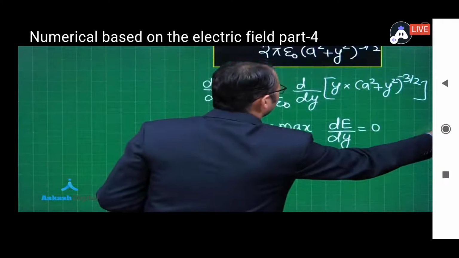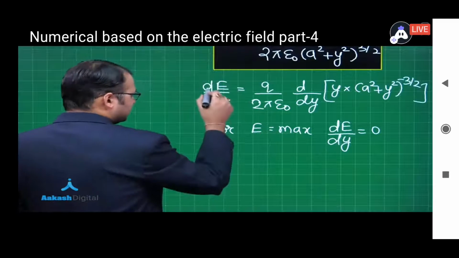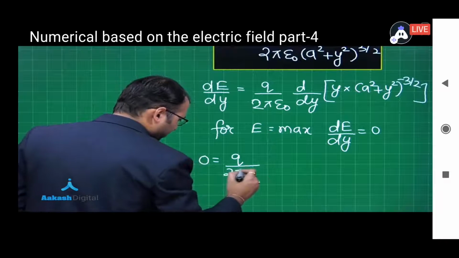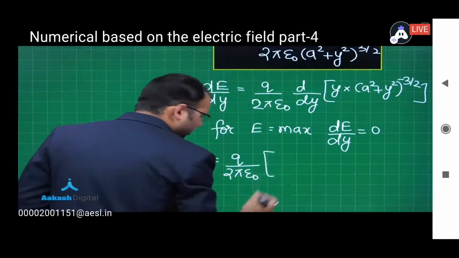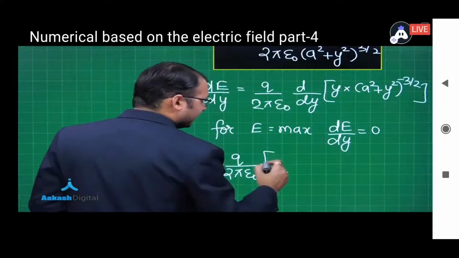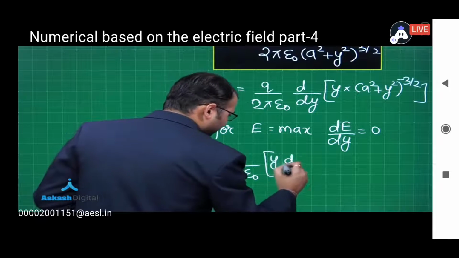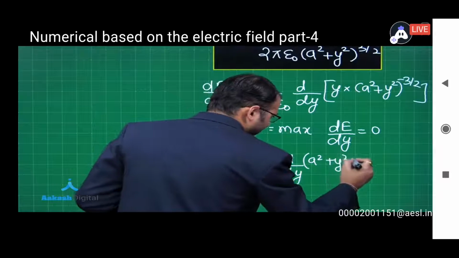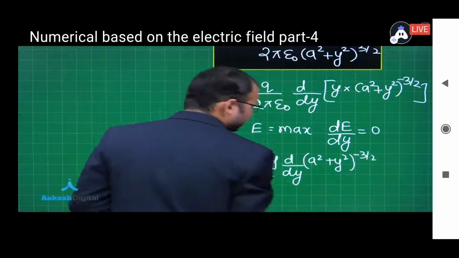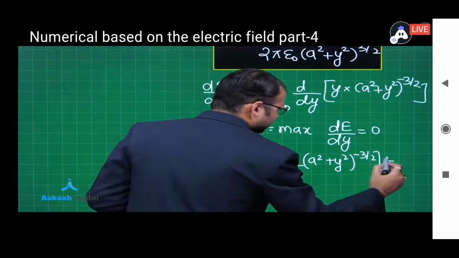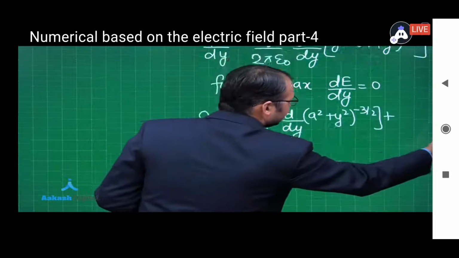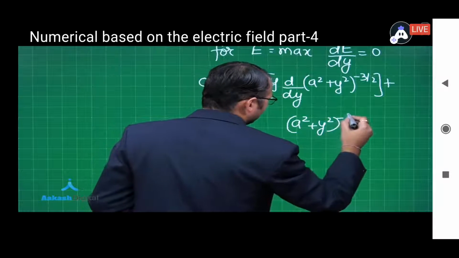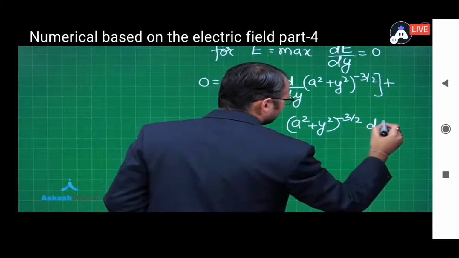So on solving this, let's put in the values. I'll say this to be 0. 0 would be equal to q upon 2 pi epsilon naught. Now this is in a into b format, which will be written as a into differential of b, that is, a square plus y square power minus 3 by 2, right? Plus b into, let's write b, that would be a square plus y square power minus 3 by 2 into differential of a.